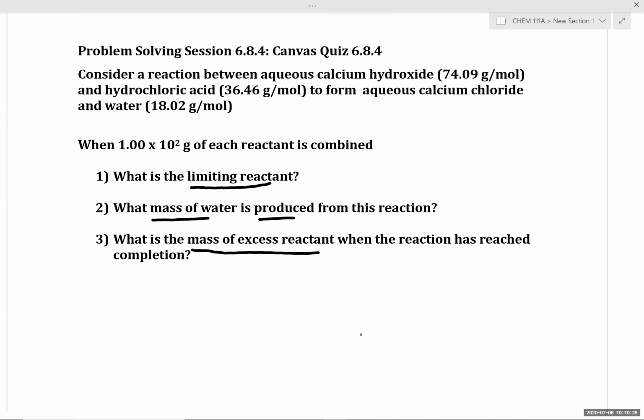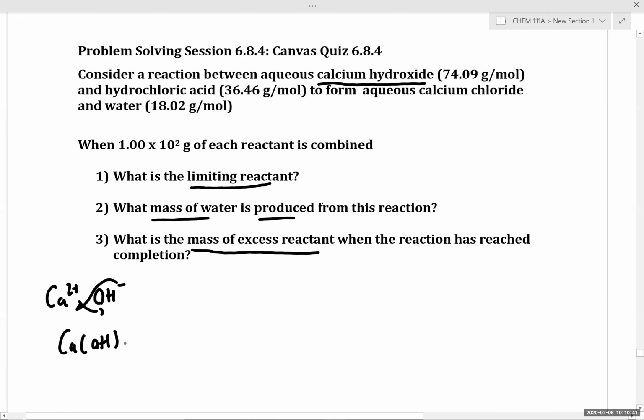Okay, so let's discuss the balanced equation for this example. First, let's write out the formulas. Calcium hydroxide, so we have calcium 2 plus and OH minus. We cross our charges, and that gives us Ca(OH)2. Okay.